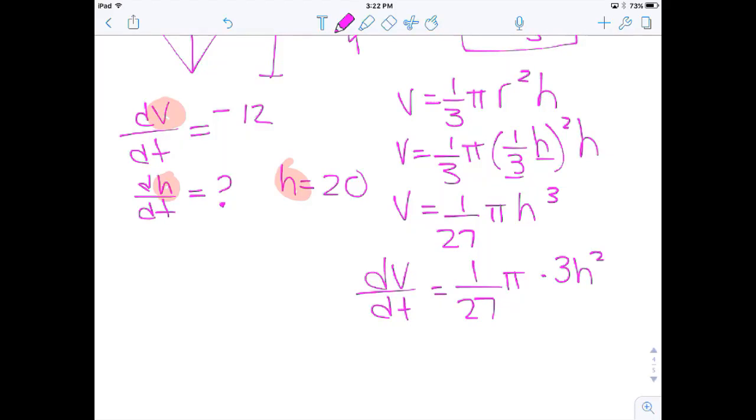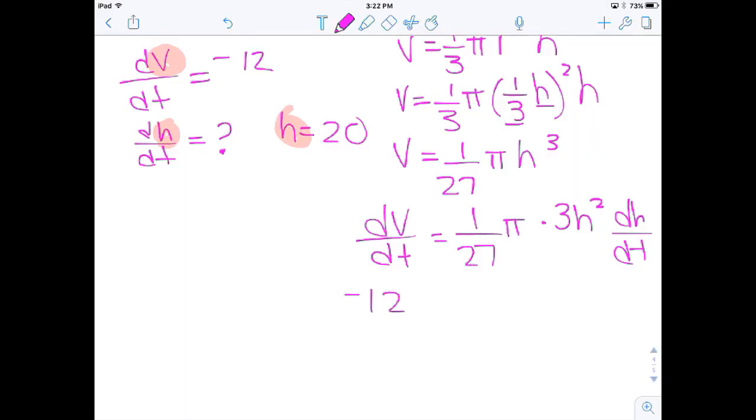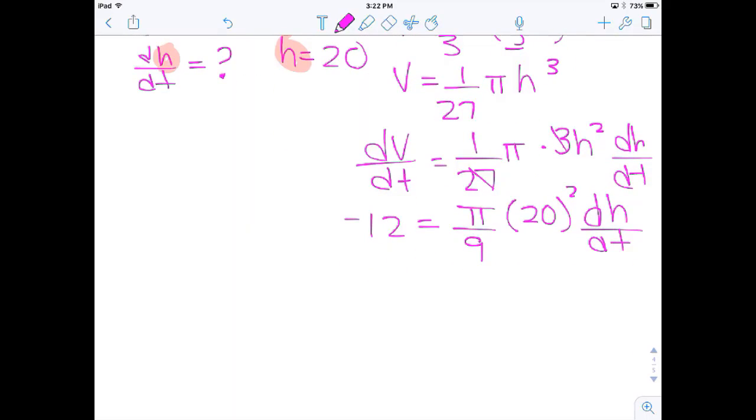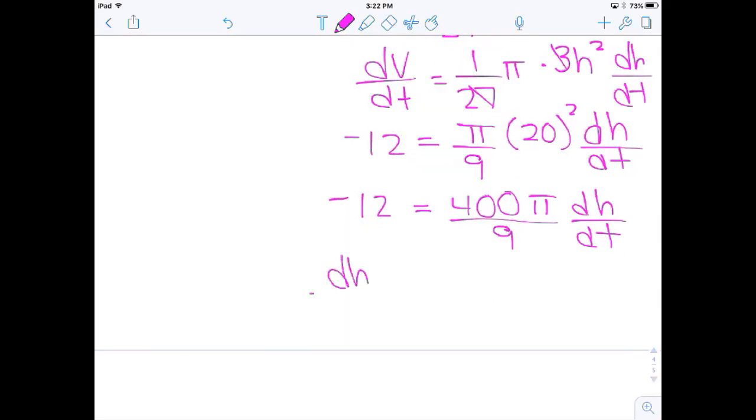And now we're just plugging in. So this is negative 12. This is, let's see, pi over 9 times 20 squared times dH/dt. And I want dH/dt, so let's just solve this. So negative 12 equals 400 pi over 9 dH/dt, and dH/dt would be negative 12 divided by 400 pi over 9.